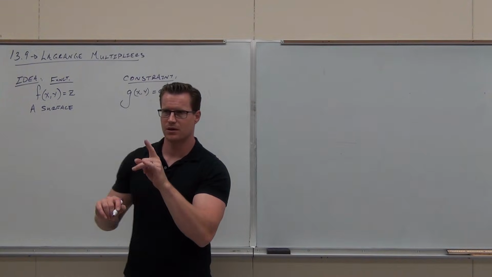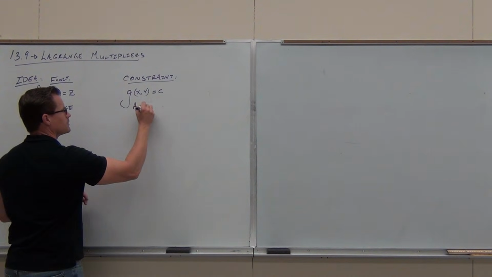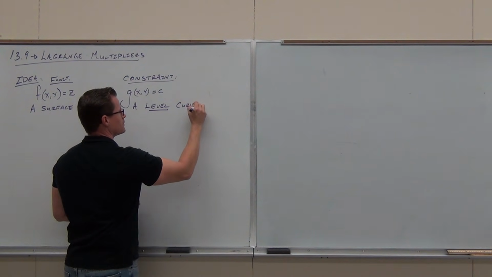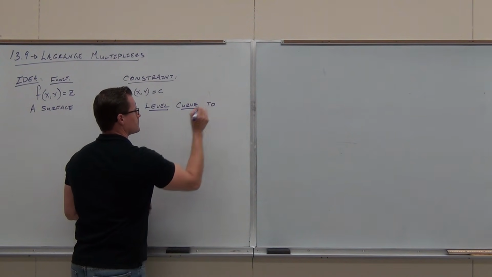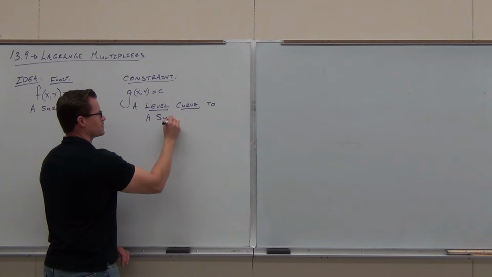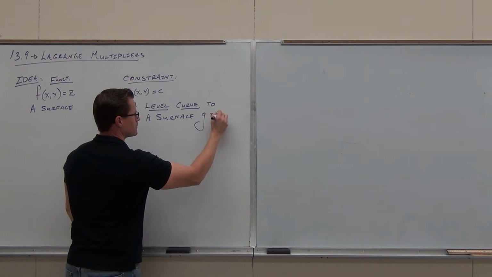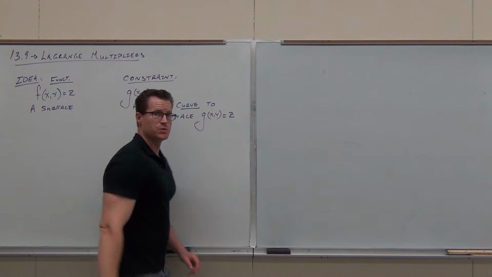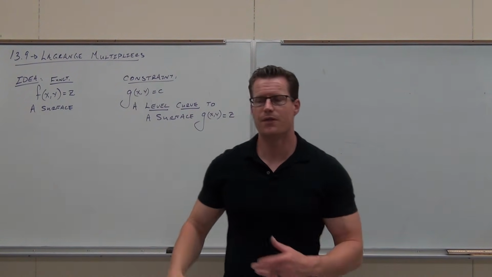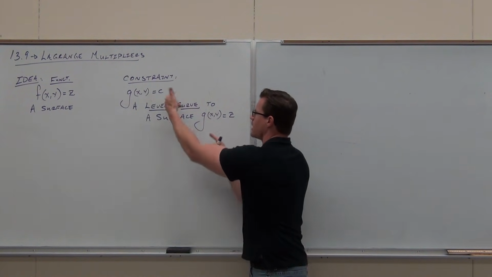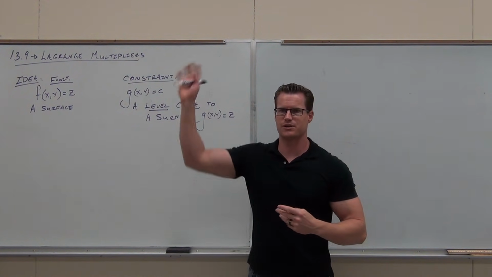Do you see it? This is a level curve to some function. That should make some sense. If that's a surface, and I let the surface equal a constant, I get a level curve to the surface. Should Vince feel okay with that one?